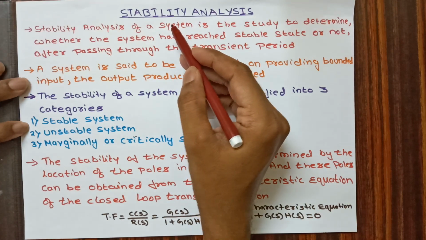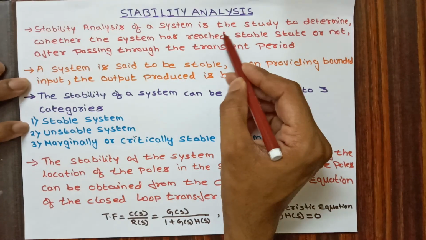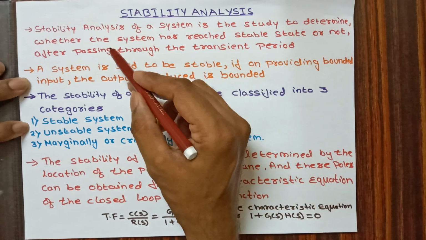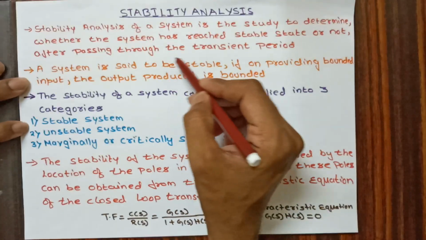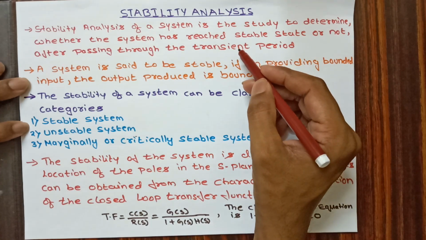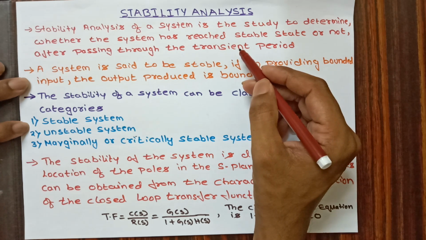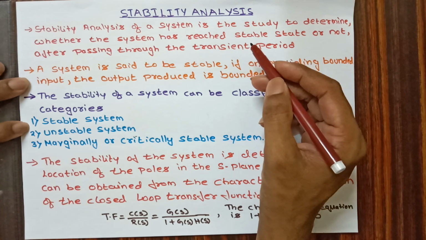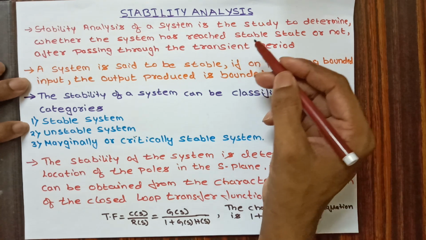Today we are going to discuss stability analysis. Stability analysis of a system is the study to determine whether the system has reached stable state or not after passing through the transient period. That means we know every system passes through certain transient period and then reaches steady state. During this, we can analyze whether the system is stable or not, and this analysis we call stability analysis.